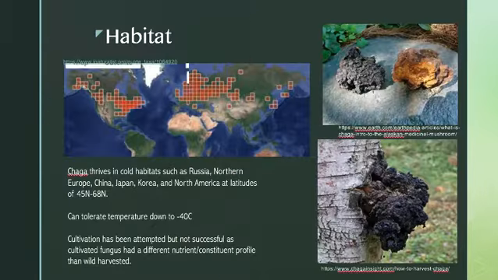Moving on to the habitat. Chaga thrives in cold habitats, so it likes cold winters. It's found in the northern hemisphere, in northern Europe, Russia, Siberia, and Asia, and also North America. It prefers latitudes of 45 to 68 degrees north, and can tolerate temperatures down to negative 40 degrees Celsius.